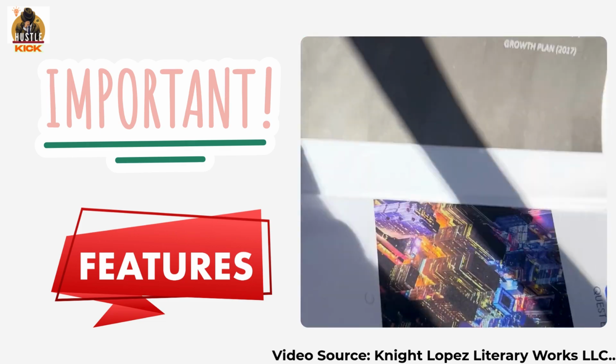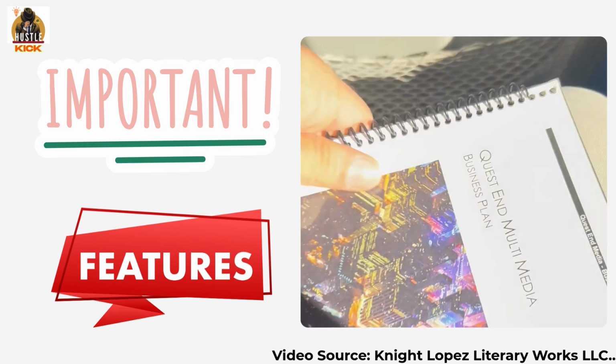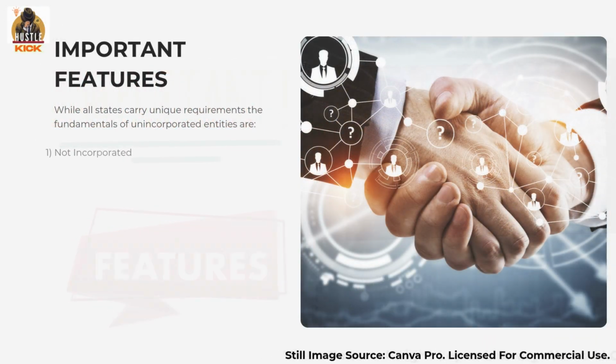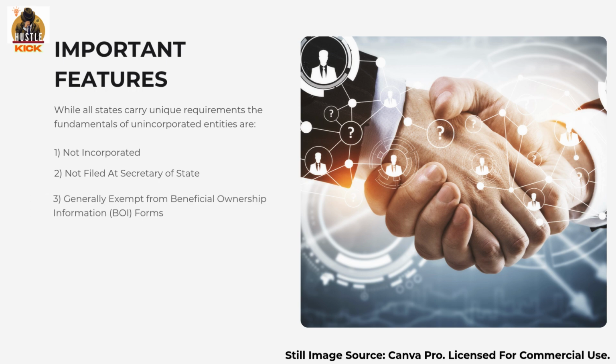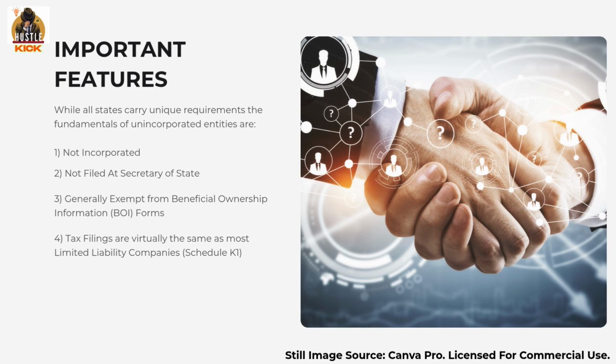While all states carry unique requirements, the fundamentals of unincorporated entities are 1, not incorporated. 2, they're not filed at the Secretary of State. 3, because they're unincorporated, they'll generally be exempt from beneficial ownership information forms, a new requirement that came out as recent as this year. 4, tax filings are virtually the same as most limited liability companies because most will go and get a Schedule K-1. And the final, which is 5, they offer the same limited liability as a member manager LLC.